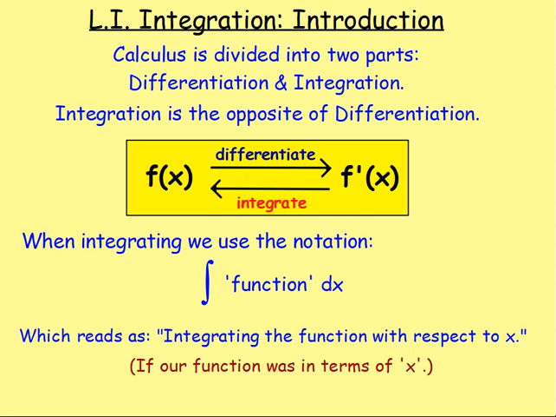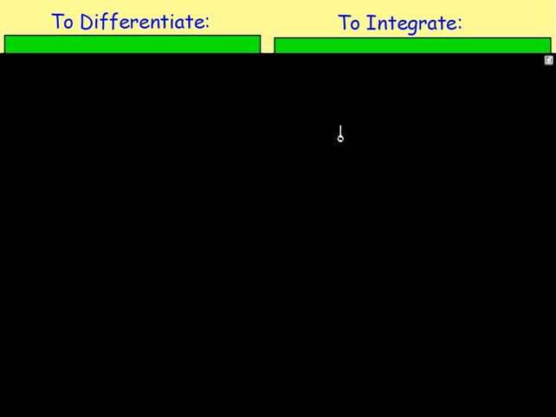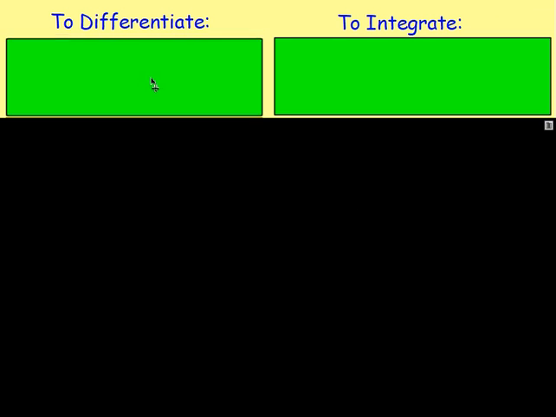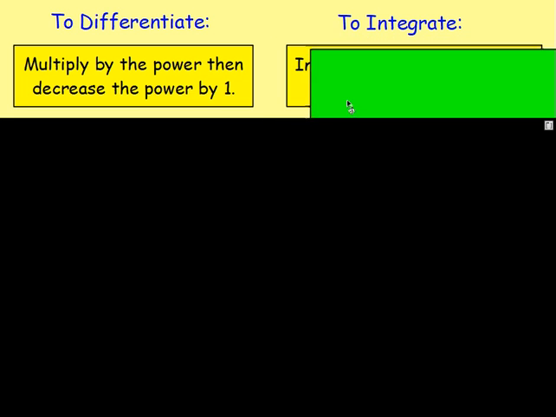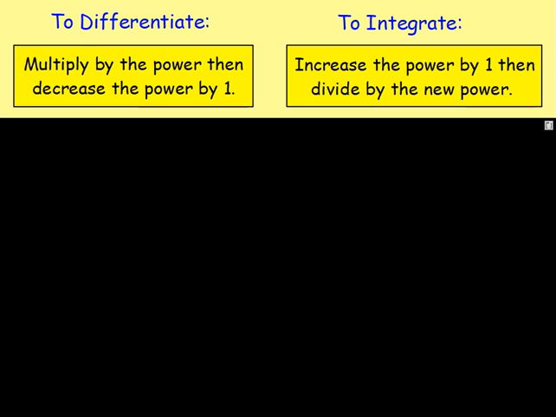So, differentiation and integration. To differentiate, if you remember, you multiply by the power and then you decrease the power by 1. What do you do then if you integrate? Sammy, take it away. Brilliant, well done. You just do the opposite. So you increase the power by 1 and then you divide by the new power.